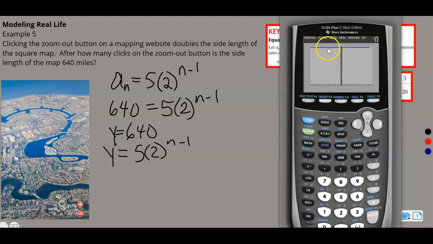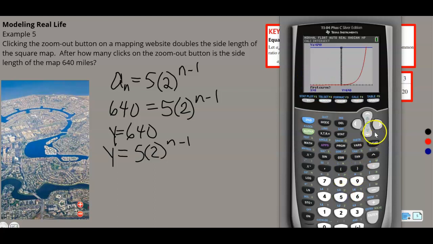That horizontal line, we know y equals 640. That's our horizontal line here. And then y equals 5 times 2 raised to the n minus 1. That is this line here. So what we need to find is this intersection point, and whatever the n value is will be our answer. So let's do second trace, which is calculate. So we want to do intersection.